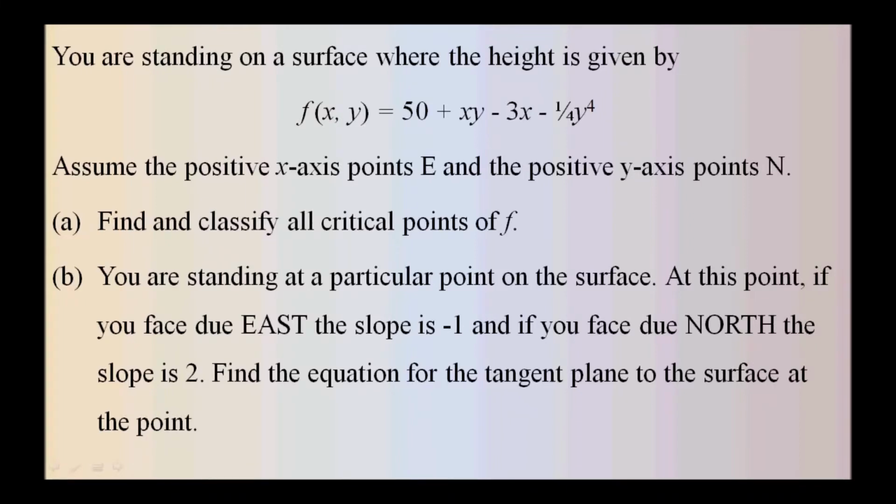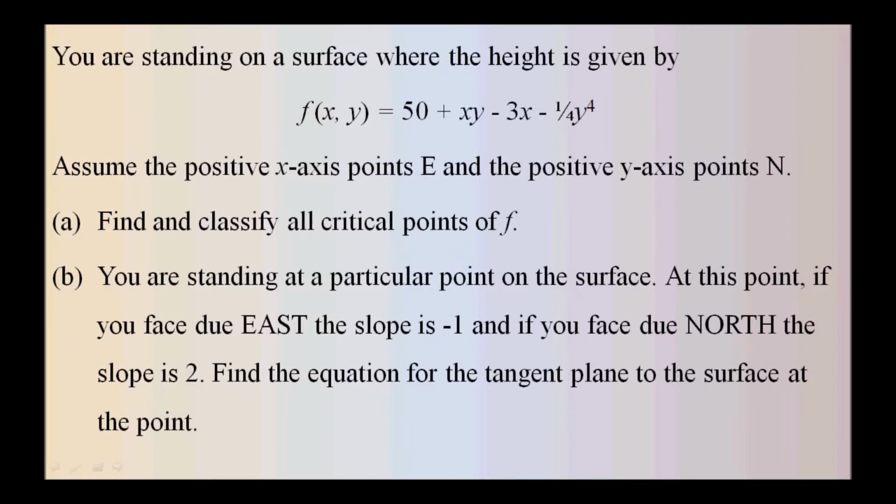Here's a problem that uses partial derivatives. So you're standing on a surface where the height is given by a function of x and y, so f of x, y is equal to 50 plus xy minus 3x plus 1/4 y to the fourth. Assume the positive x-axis points east and the positive y-axis points north. Part A asks to find and classify all critical points of f.